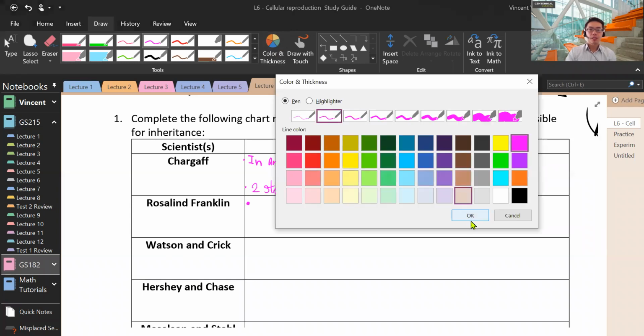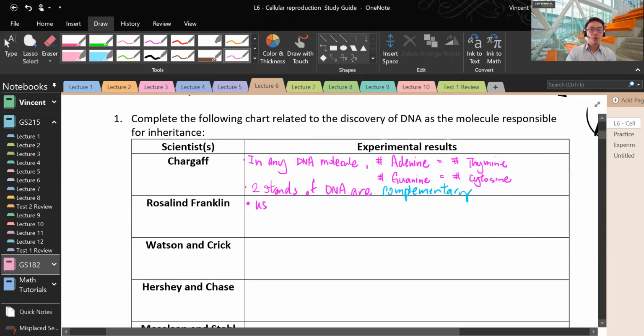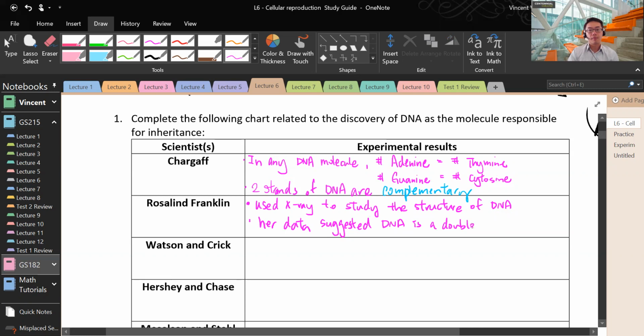What she did was use X-ray to study the structure of DNA. Her data suggests DNA is a double helix.